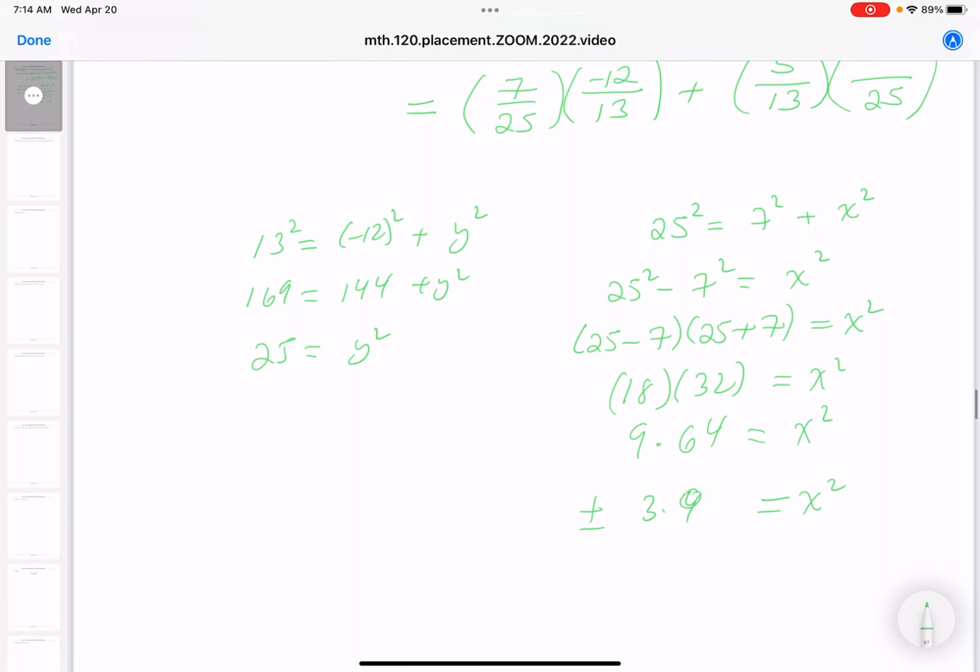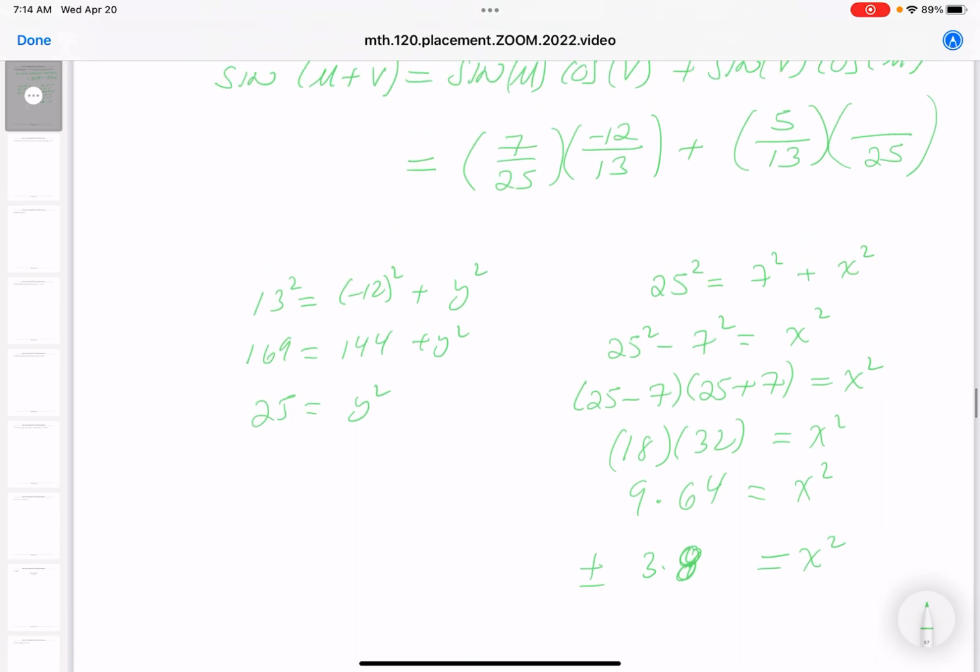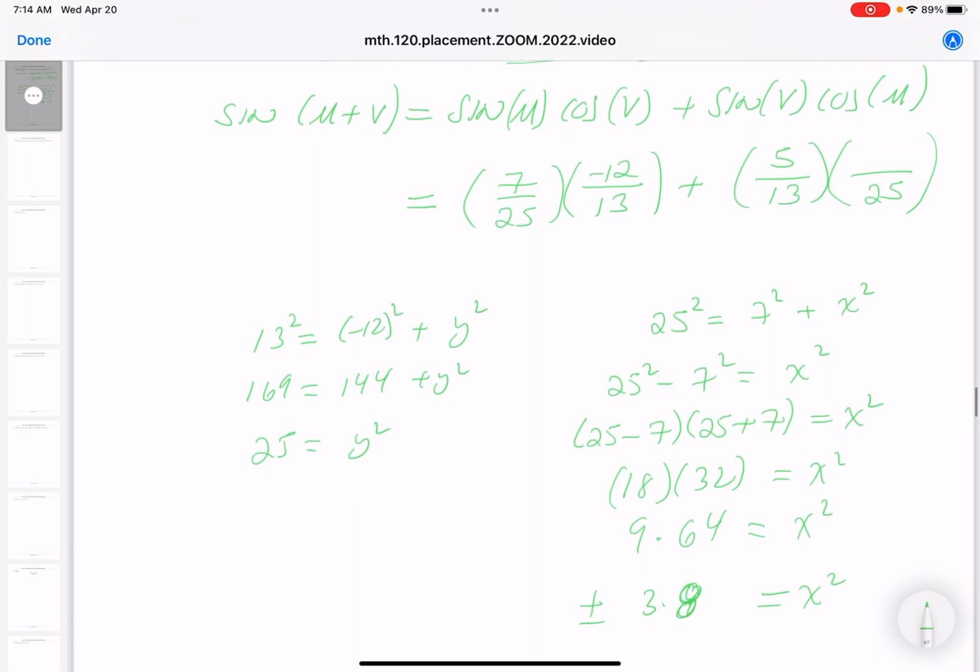I'm sorry, 3 times 8. The square root of 9 is 3. The square root of 64 is 8. But I do know it's not plus or minus. It's only one of those. But again, second quadrant, the x has to be negative. So minus 24. All right.